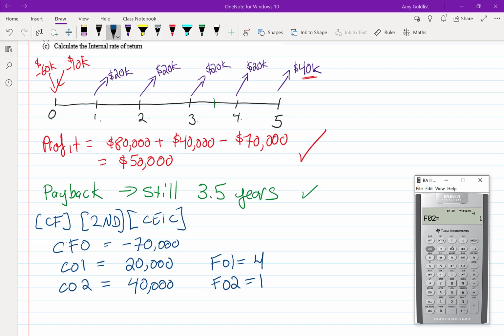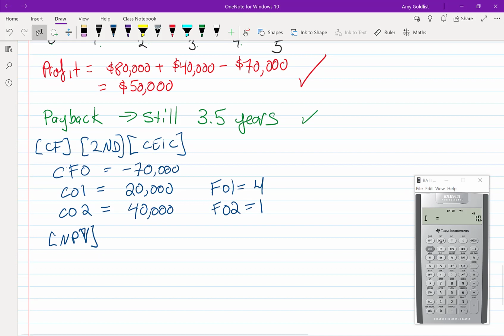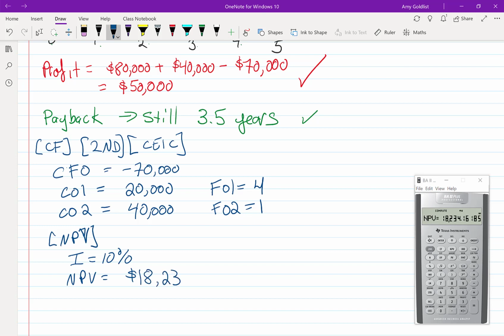So let's do the NPV. Our interest rate is still going to be 10%. I'm going to scroll down a little so we can see this. So net present value, I equals 10%, because that's what was given in the question. And then I go compute net present value. And that's a positive number, $18,234.16. I'm going to put a little check mark in there. That's good. Right now, I've got a bunch of good signs. I have a positive profit. I have a reasonable payback, and I have a good net present value.